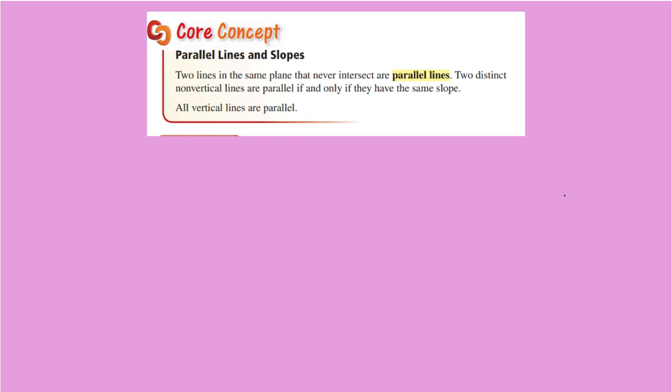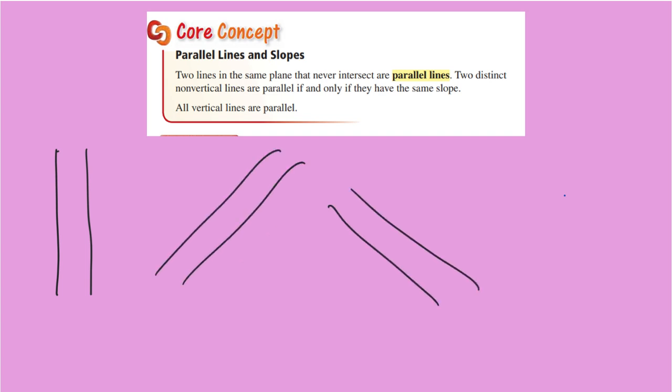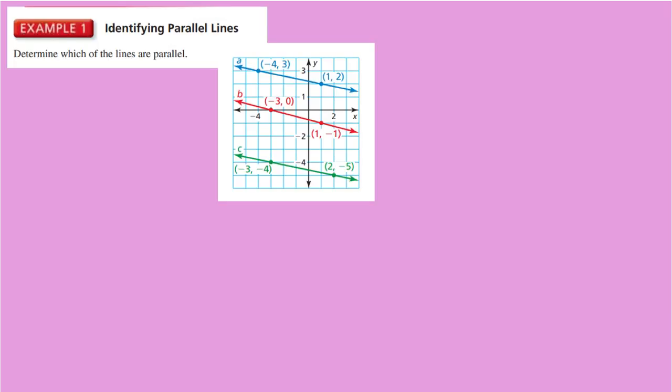So vertical lines, remember, are what? They go up and down, correct? Distinct non-vertical lines are lines that might be going with the slope positive or negative. But for those two lines to be parallel, we need to have the same what? Slope. They both need to have the same slope. So if one is negative 4, the other one has to be negative 4. If they're positive 3, they both have to be positive 3.